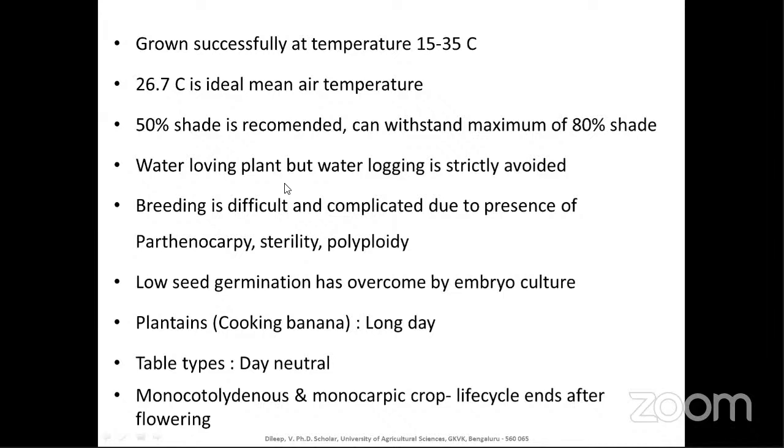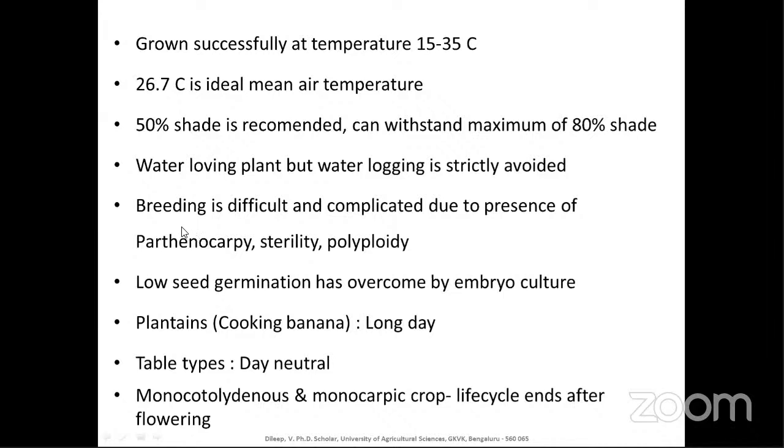But water logging is strictly avoided. Why? Because it is a monocot crop, it has a very shallow rooted system. So the roots are in the superficial surface only. When there is a water logged condition, it will definitely get infected by fungi, as it is a congenial environment for the growth of pathogenic fungi or bacteria. So water logging is avoided for banana and also for papaya.